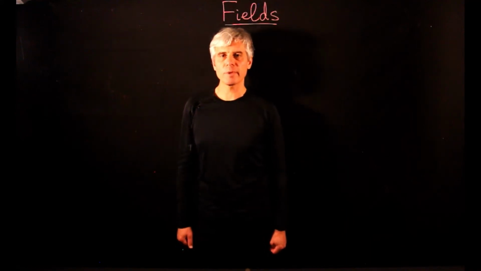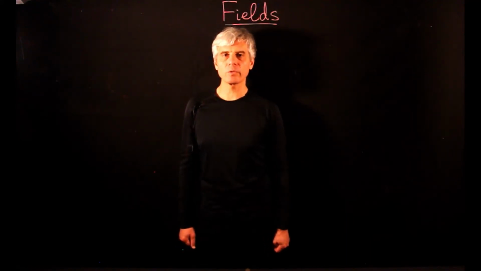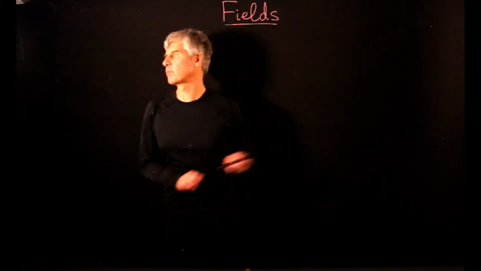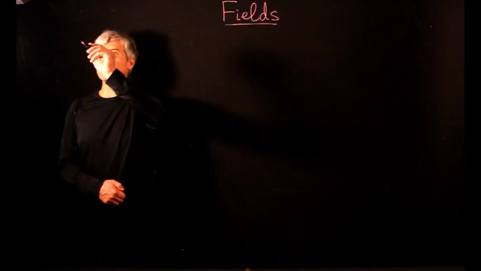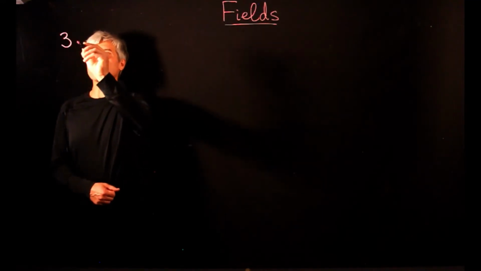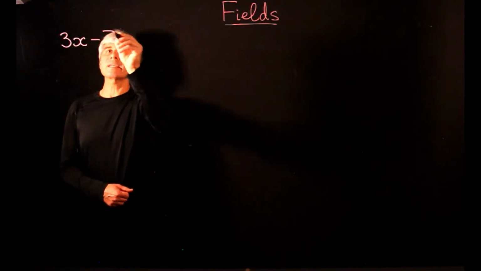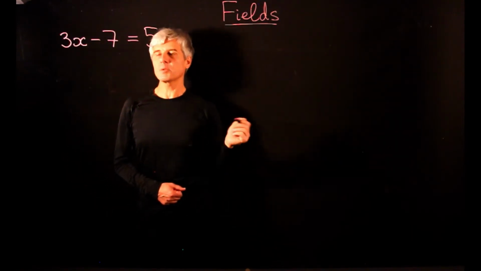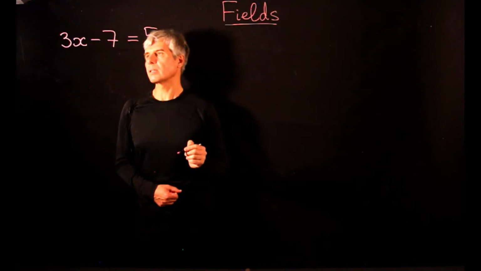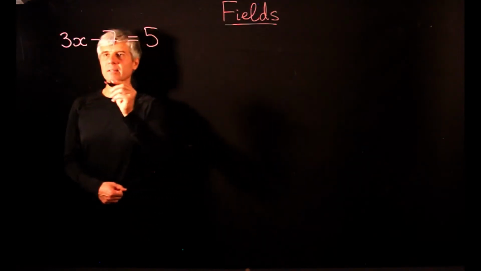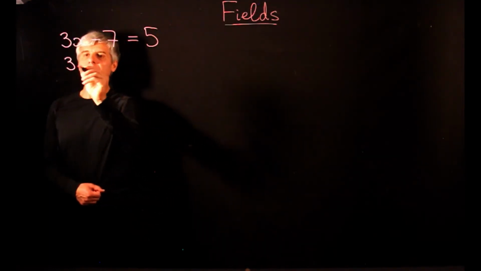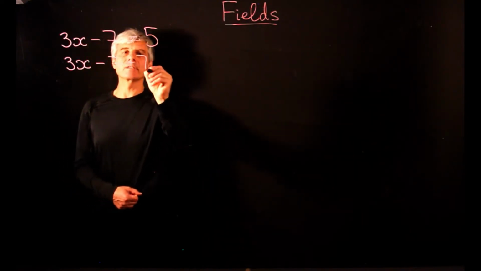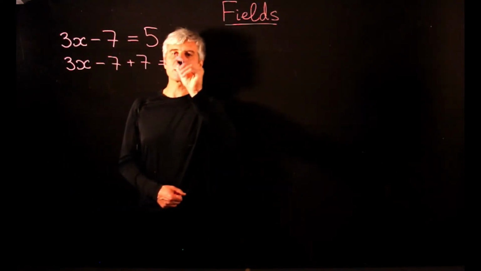Algebra is a branch of mathematics that deals with solving various kinds of equations. Let's start with a very simple example from elementary school. Suppose we have an equation 3x minus 7 is equal to 5. So how do we solve this equation? Well, we can add 7 to both sides. So we get 3x minus 7 plus 7 is equal to 5 plus 7.